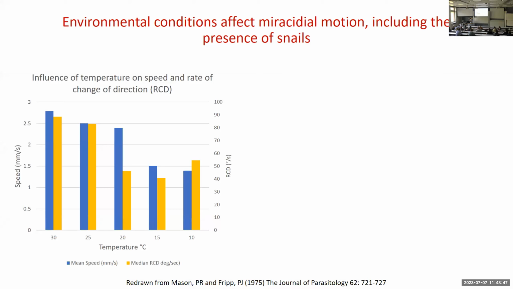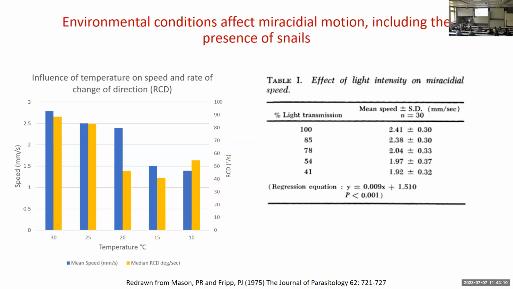So for instance, the Miracidia swimming speed is influenced by temperature. The higher the temperature, so here the temperature is going down, the faster they move, and temperature changes also influence the rate of change of direction of Miracidia, and the light intensity as well. So the higher the light intensity, the faster the Miracidia move. But again, there are some differences depending on the species. So it's actually quite an interesting, quite complex system. But in general, swimming speed increases with temperature and light intensity.